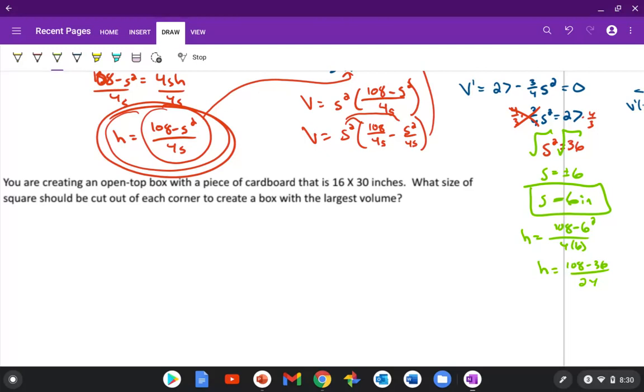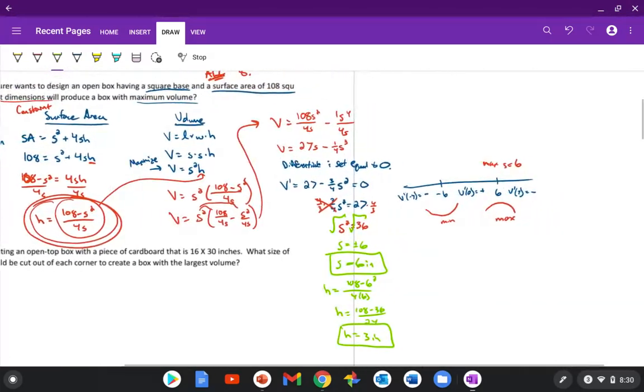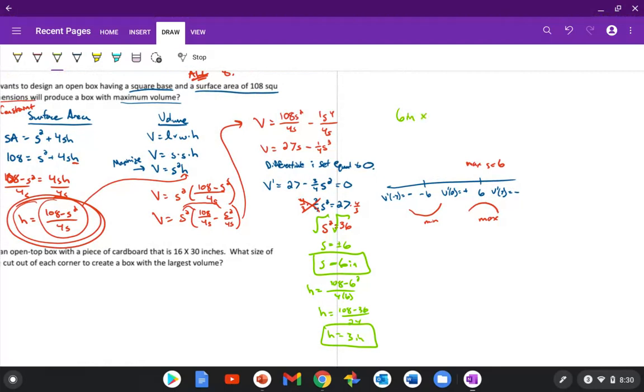And that would reduce to 72 over 24. 6 goes into 72, I guess 12 does, so it'd be 6 over... it's 3, I guess, right? Yeah, which equals 3. All right, 3 inches. So we would have a side length of 6 inches and a height of 3 inches. Those would be our dimensions. So 6 inches by 3 inches.